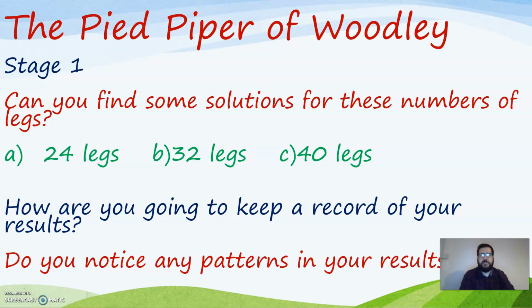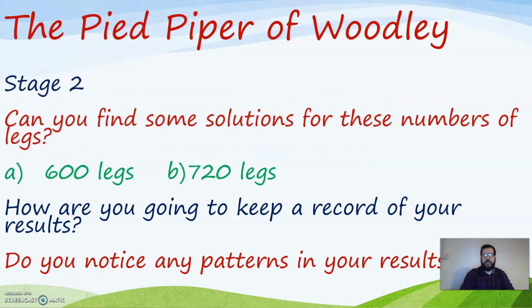If you don't get through all of them, don't worry. As long as you do at least one of them and have a really good investigation, try and find as many as you can. That'd be brilliant. However, those of you feeling adventurous can move on to stage 2. And again, it's the same investigation, but this time I've got 600 legs or 720 legs there. So you're really going to have to think carefully about this one. This one, how you're going to keep a record of results? Well, this is going to be really important. We could end up with absolutely hundreds and hundreds of results.